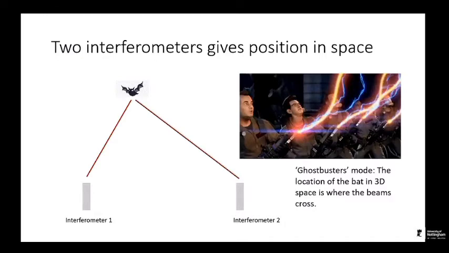Now, what about if you want to get an absolute position in space? Well, you can operate it in what I call Ghostbusters mode. So you have 2 of these interferometers, you cross the beams. Where those beams intersect is the unique position in space where the bat is. Now, something that's quite good about this is that we don't really need any accurate timing between these 2 interferometers. All we have to do is uniquely identify each call, because they're essentially independent systems. We just get that angle and do a bit of geometry, find out where the bat is. So that's essentially how it works.